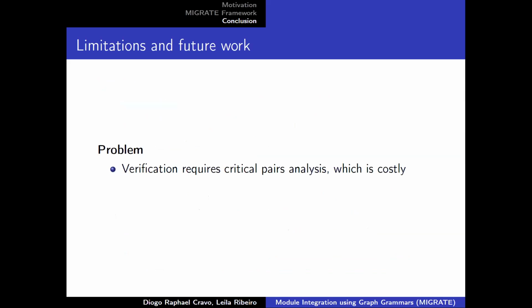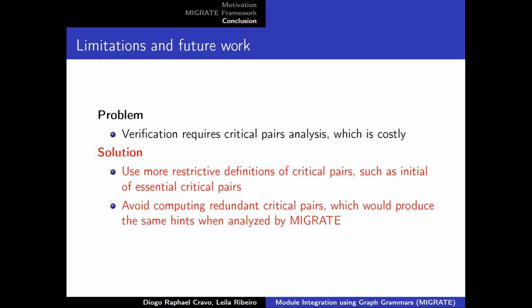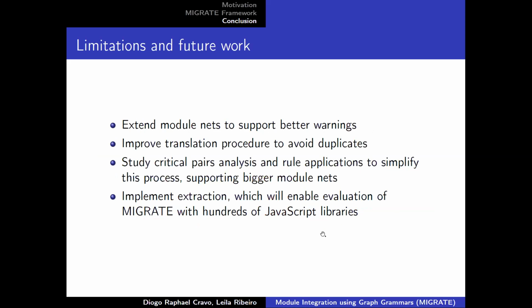Also, the verification procedure requires the critical pair analysis, which is very costly. But there are kinds of critical pairs which are much more restricted and therefore faster to compute, such as initial or essential critical pairs. And also we could think of creating just the critical pairs which are needed for our verification procedure, and that would also help us bring down the cost of the verification procedure.